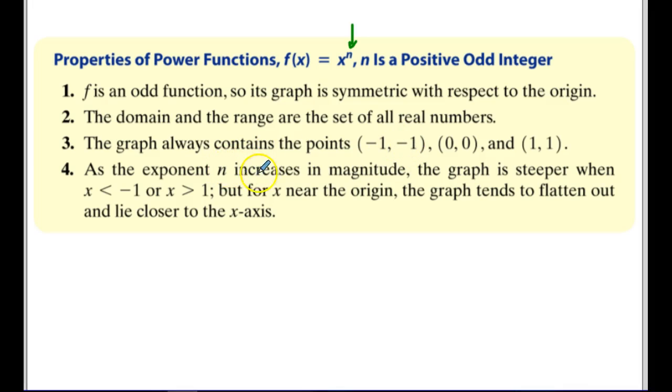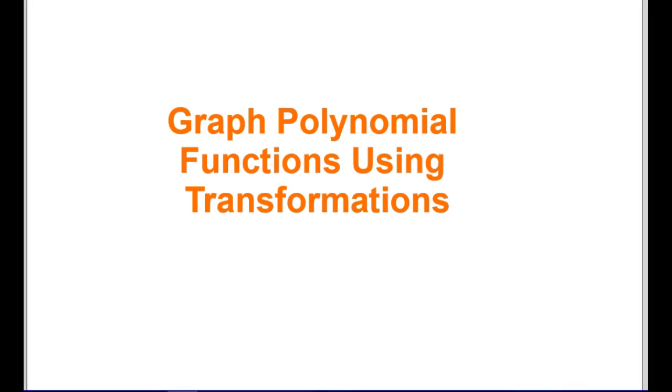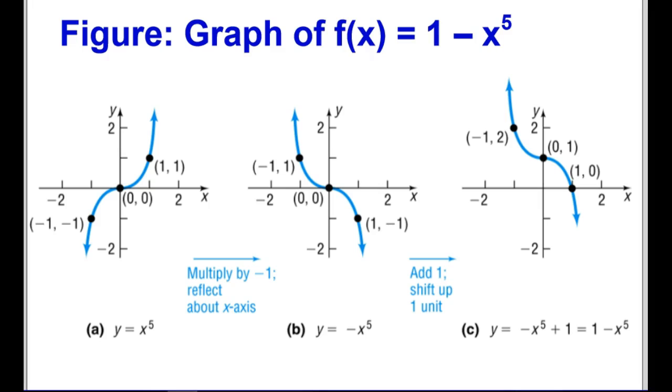Again, as my exponent increases, the graph is steeper the further away it gets, but closer to the origin, it's a lot flatter and closer to my x-axis. Now let's look at these polynomials and use our transformations. We're going to use our same transformations, our a, h, and k, to deal with these functions as well.